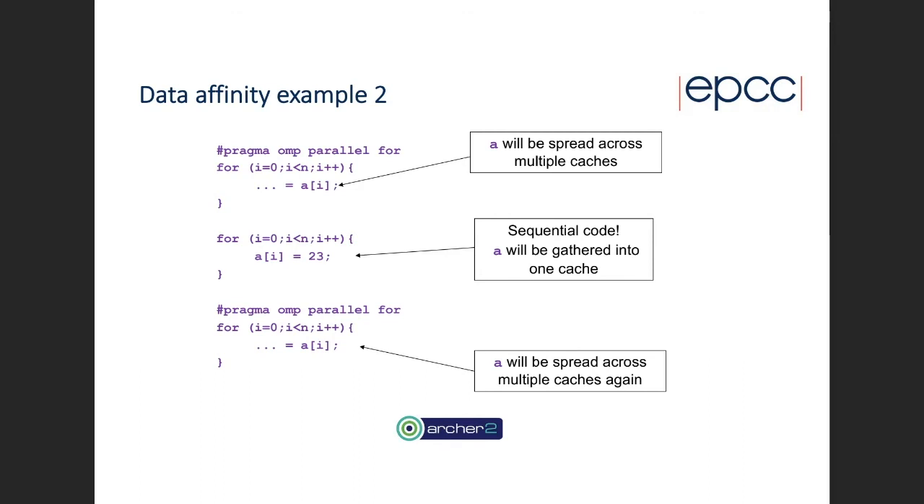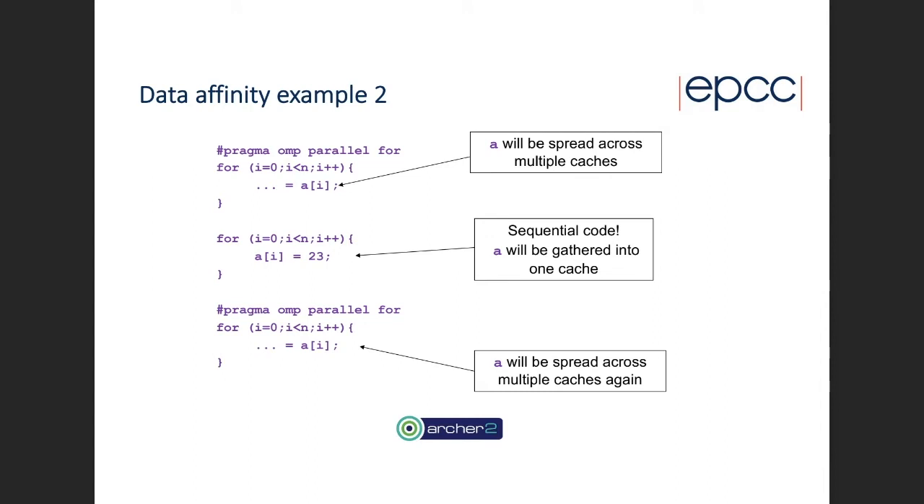So here's another example, perhaps a more common type of situation. Here I've got three loops. The first and the third loops are essentially identical, and they are parallelized, and they make reads to this array A. The loop in the middle is not parallelized, and it writes some new values into A. So what happens? When we execute the first loop, we will get copies of A spread across multiple caches. Different elements of the array will get cached where each of the threads is executed.